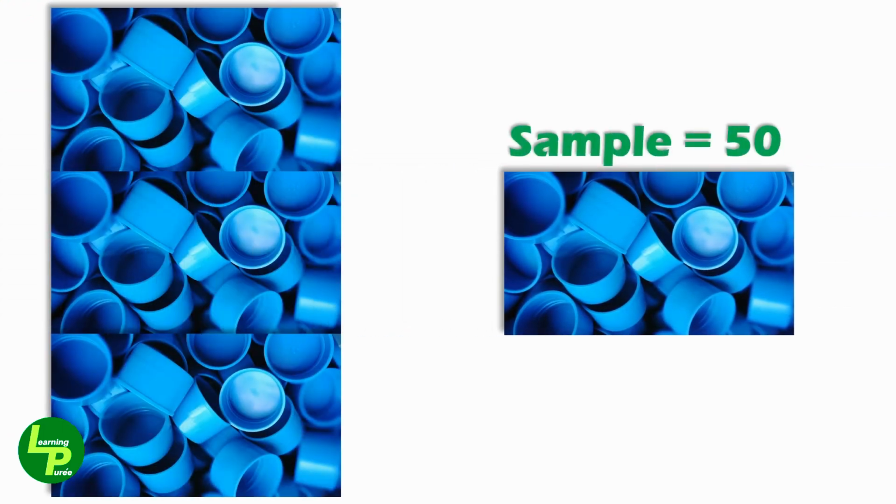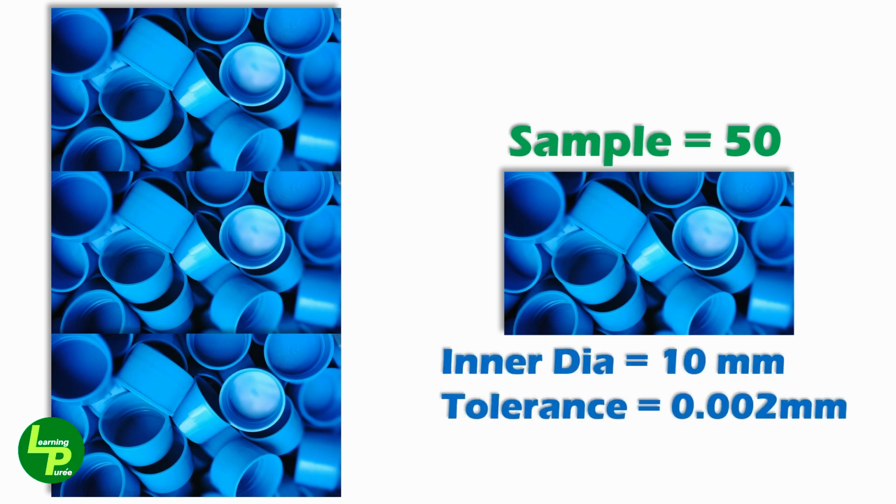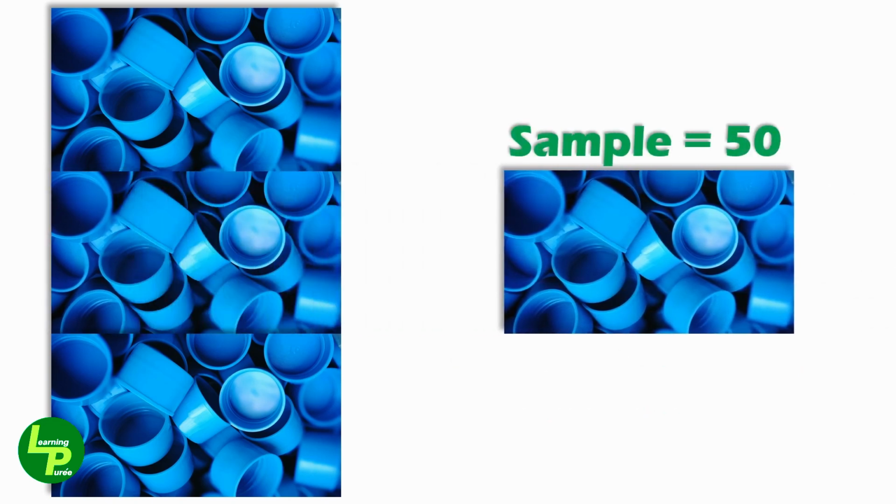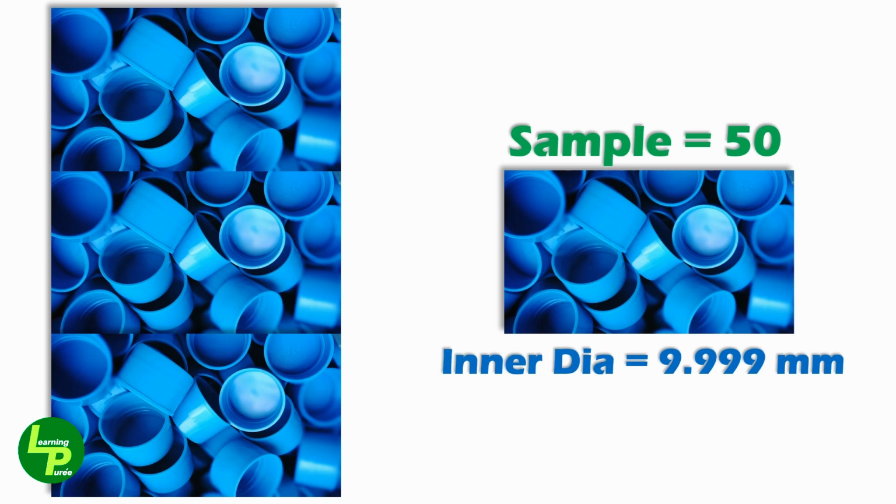To ensure quality, they periodically take a sample of 50 caps during the production run and compare measurements of the inner diameter with the set specifications for tight compliance. One such sample taken during a manufacturing run yielded an average or mean inner diameter of 9.999 millimeters. The question to be answered over here is, should we reject the batch or not reject it?